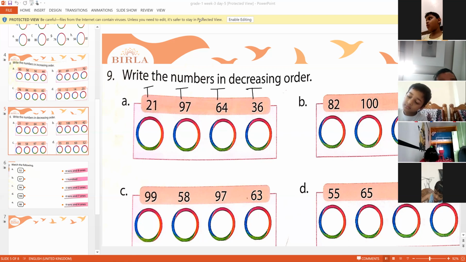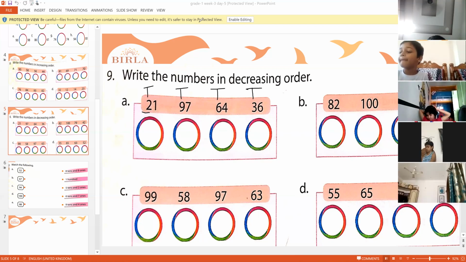So children, if we talk about the number 21, in tens place we have 2. If we talk about the number 97, in tens place we have 9. In the number 64, in tens place we have 6. And in number 36, in tens place we have 3. So now we have to compare the numbers in tens place, that is 2, 9, 6 and 3. And we have to find out which is the biggest number here.